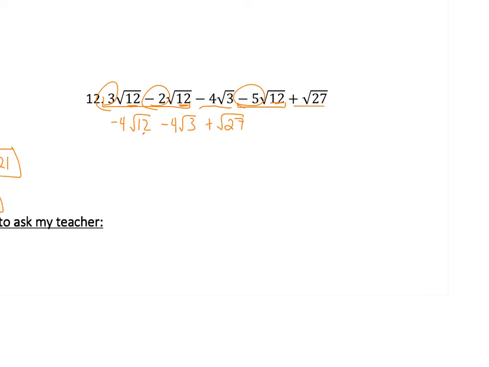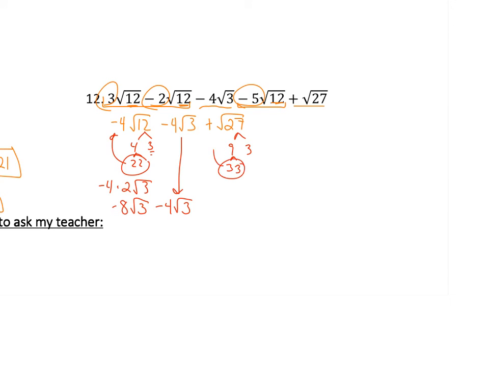Now granted, I still have to simplify this 12 to the 4 and 3, and I've got a pair of 2, so I could pull that out. So we get a negative 4 times that 2 with our 3 left over inside, so we have a negative 8 square root 3. This one already has a square root of 3, so I'm just going to carry that down. But the 27 does need to be simplified to 9 and 3. We've got a pair of 3's again, so that goes on the outside. So I've got a plus 3. Inside is my square root of 3.